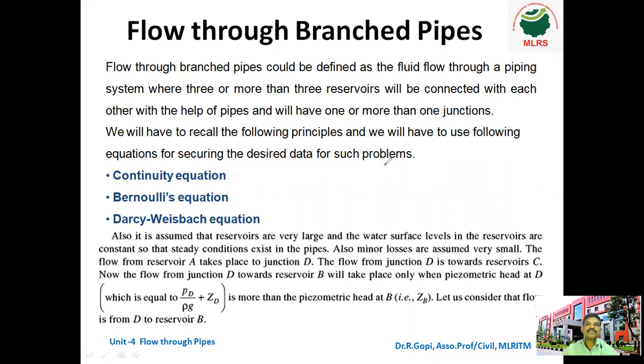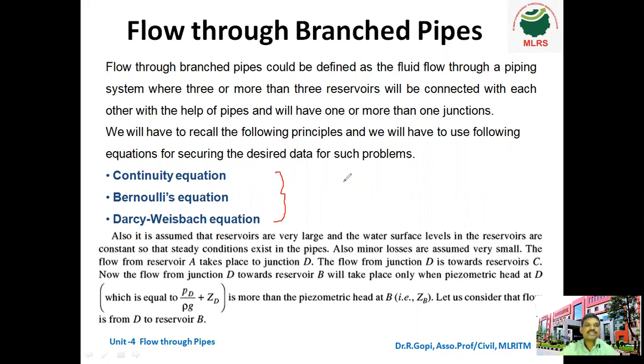For solving this type of flow through branched pipes, we have to remember three fundamental equations. What are the three equations? The first one is the continuity equation. We know about the continuity equation. In the second unit we studied the continuity equation in one dimension. It is A1 V1 equal to A2 V2.